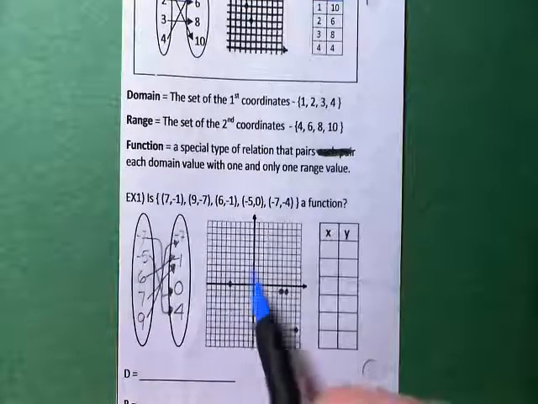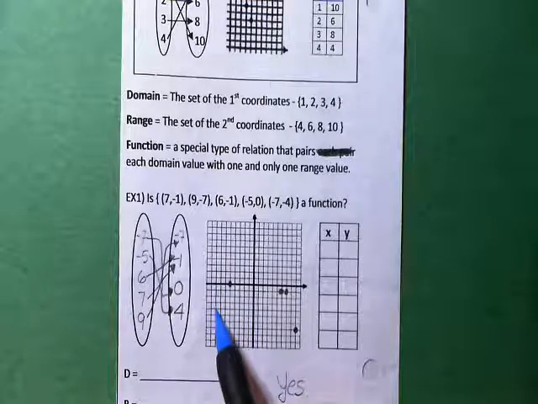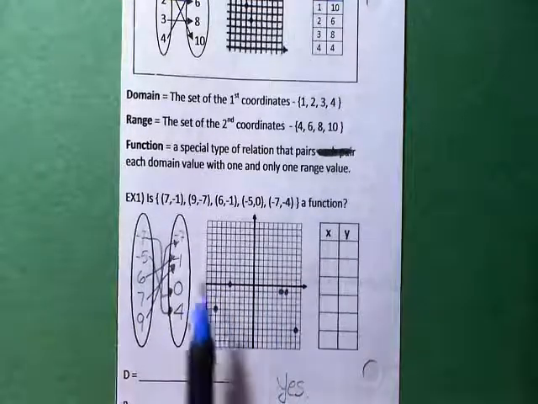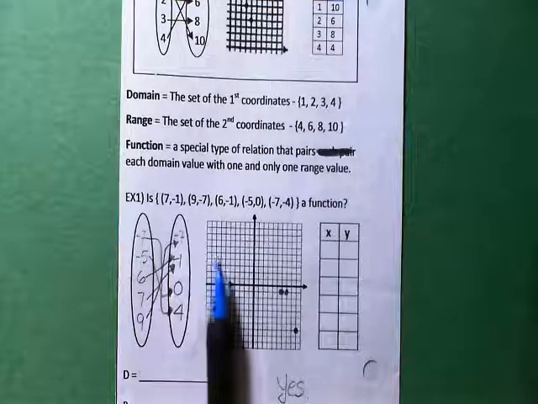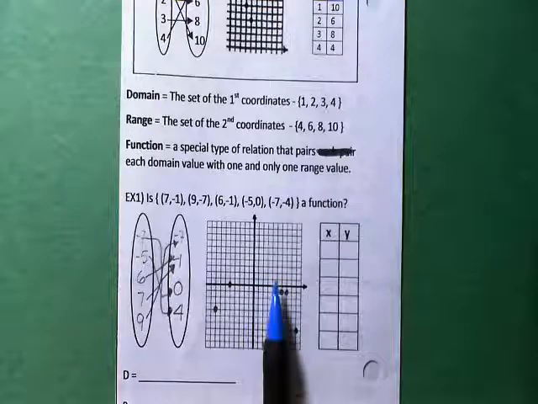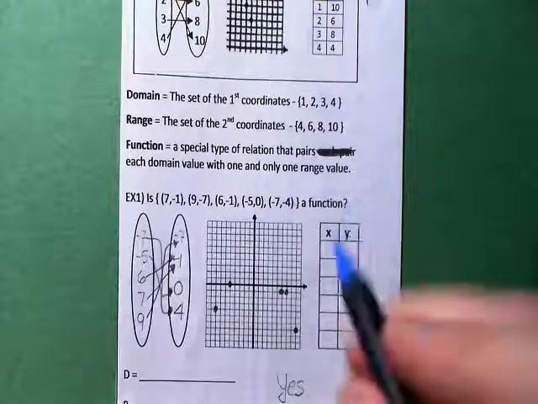0, and then -7, -4. This point's right there. And if you notice, as I move my pencil across from left to right, I'm only touching one point at a time. Okay, so that's an indication that this is a function, just like we concluded before.